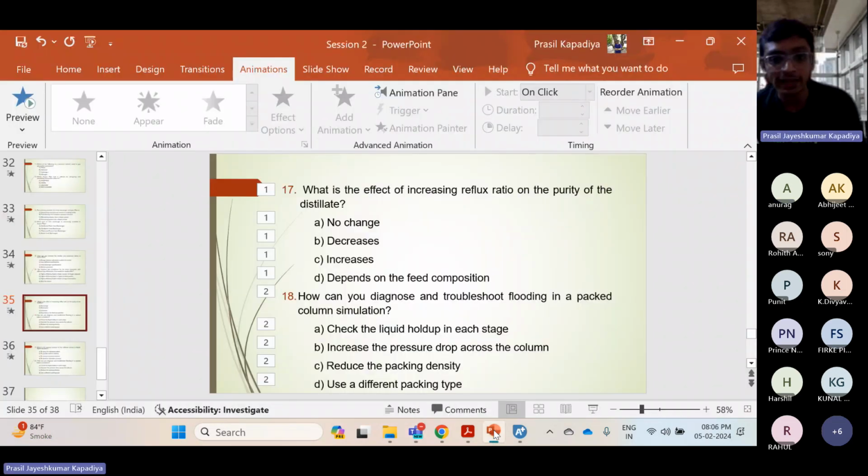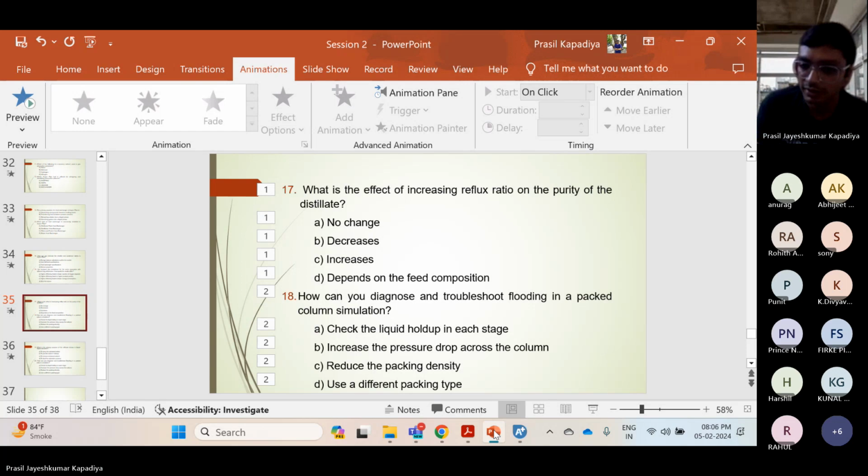Okay, so you are checking the pressure drop across the column. I am not saying you should increase or decrease. Diagnose means what is the first step that you will take when this flooding occurs. Flooding is basically because of liquid flow rate, so you will check what is the liquid holdup on each stage. Yes, pressure drop is correct, but we are seeing this effect because of that, right?